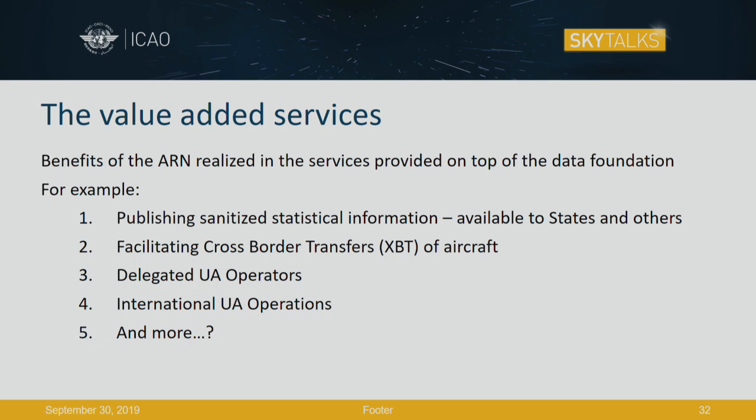There's the potential to facilitate cross-border transfers of an aircraft when an aircraft comes off of one state registry and immediately onto another. With respect to unmanned aircraft, there's the potential to facilitate delegated operators, and I'm going to talk more about that in a moment. And I'll also talk a little bit more about international UA operations when a UA is registered in one state and wants to go and operate in another. There's functionality that we can implement that facilitates that as well. And there might be more, and that's why I'm here talking to you today. We'd like to engage with industry, with states, to see what else we might be able to do with this foundation data.